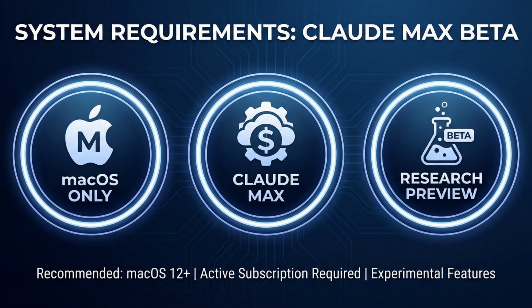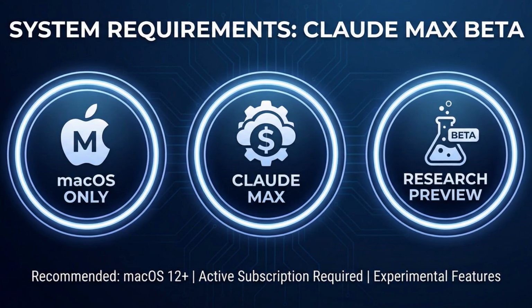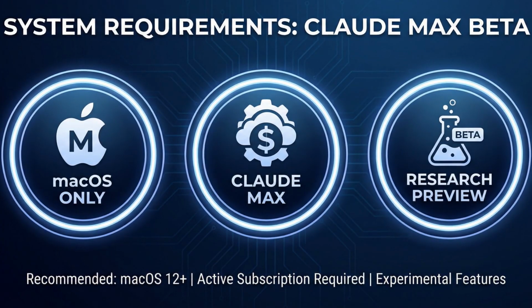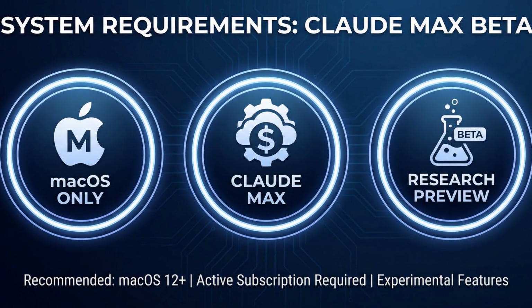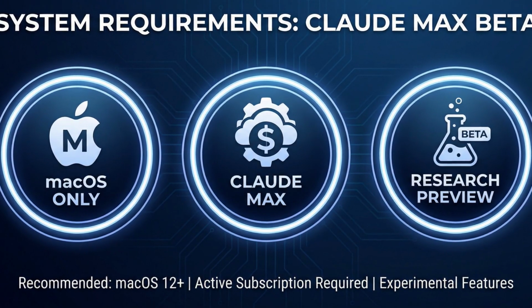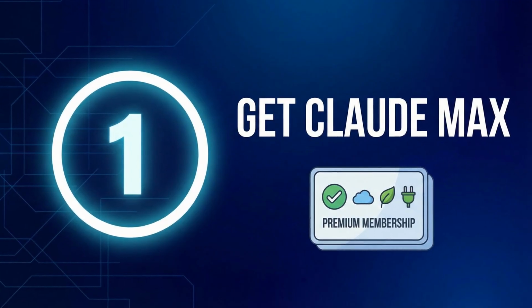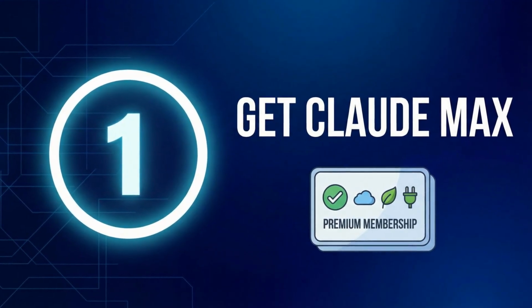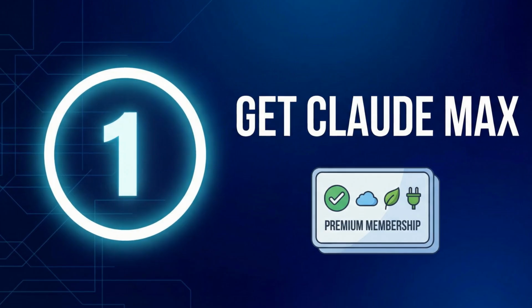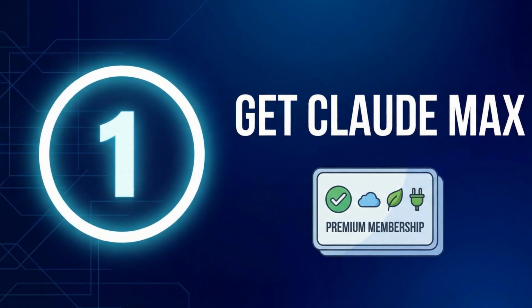Ready to get started? Here's how to set it up. Step 1. Get Claude Max. You'll need to be subscribed to the Claude Max plan. You can do this on the Anthropic website. Step 2. Install the Mac app. Download and install the official Claude desktop application for macOS. Step 3. Enable Cowork. Once installed, open the app settings and you'll find the option to enable the Cowork Research Preview.